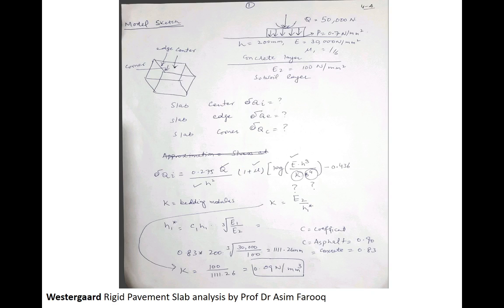As you can see here, this is our very clear model sketch through which I try to resolve the same problem. We have the given load of 50,000, and then we have the contact pressure between both surfaces, which is 0.7, and the height of the concrete layer is also mentioned. On the other side, I try to sketch a clear slab for better understanding purposes.